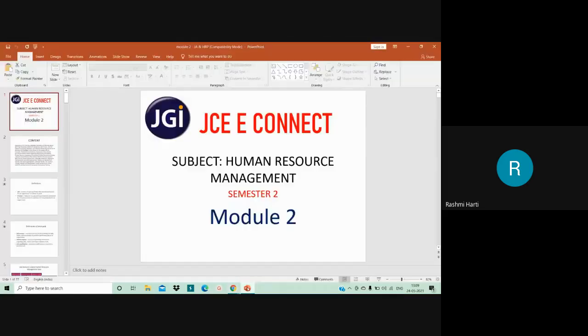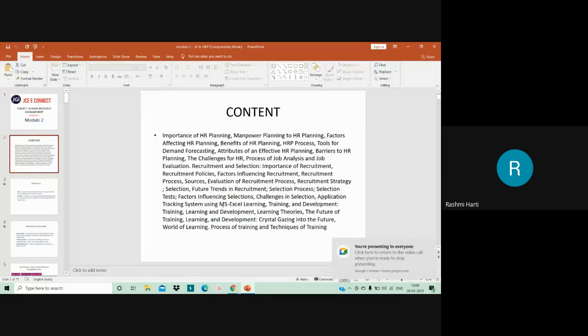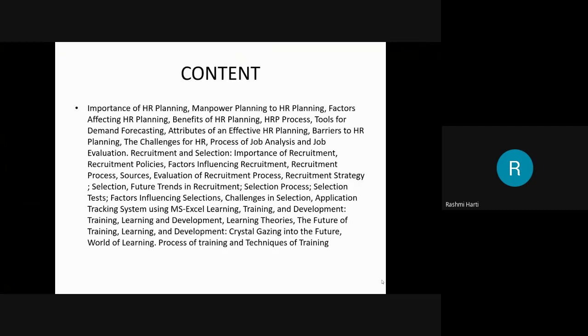So here, my dear students, we'll be looking into the importance of HR planning in this particular module. It consists of HR planning, importance of HR planning, importance of manpower planning, as well as manpower planning to HR planning, factors which are affecting human resource planning. Okay, then benefits of human resource planning, the process of human resource planning, how it is being done in an organization, tools for demand forecasting.